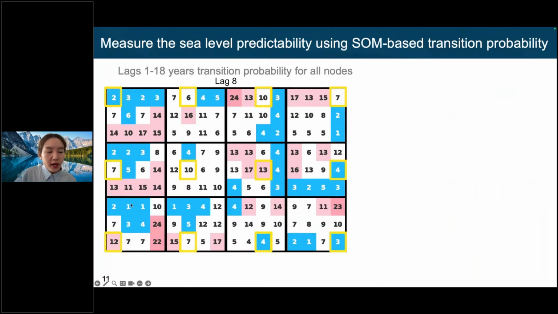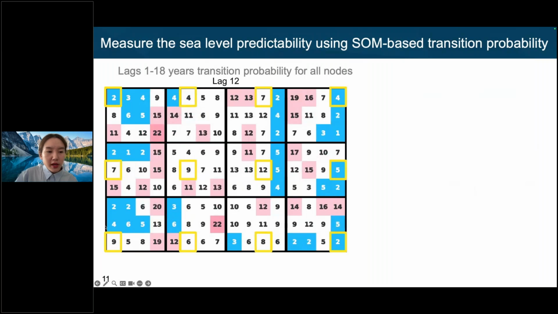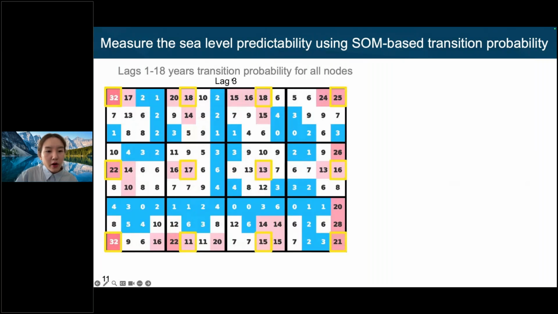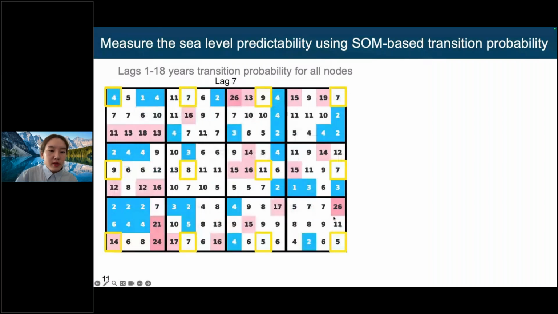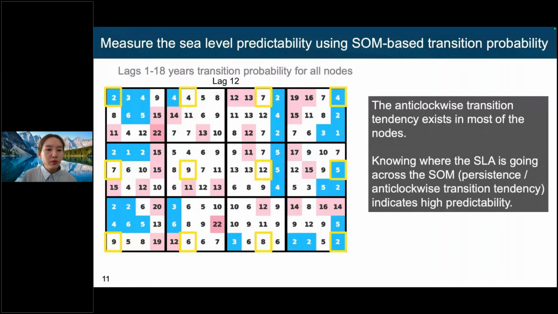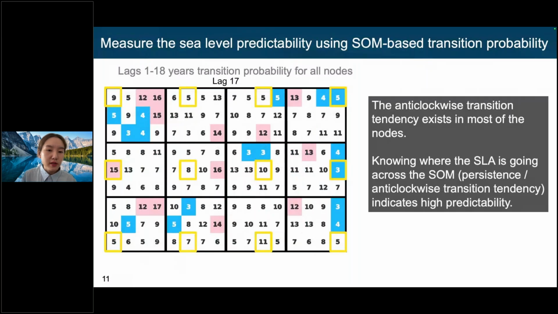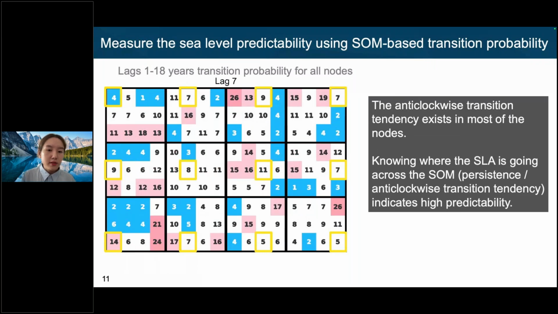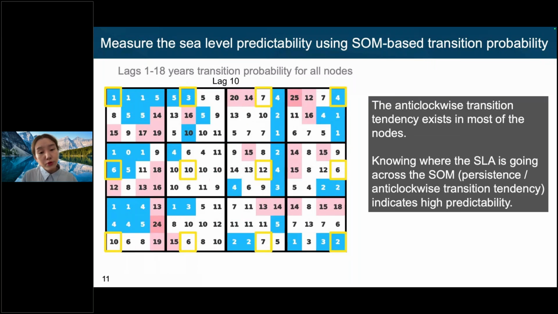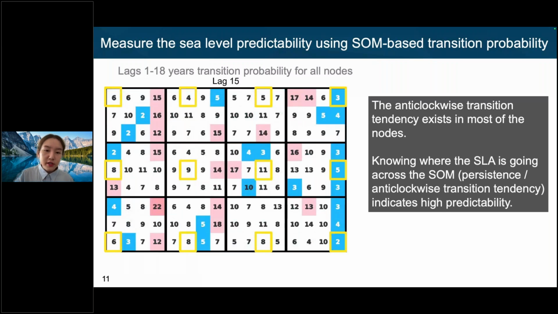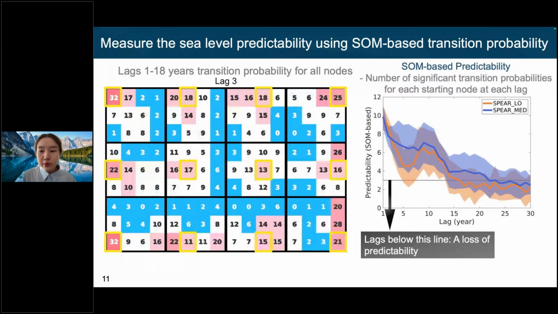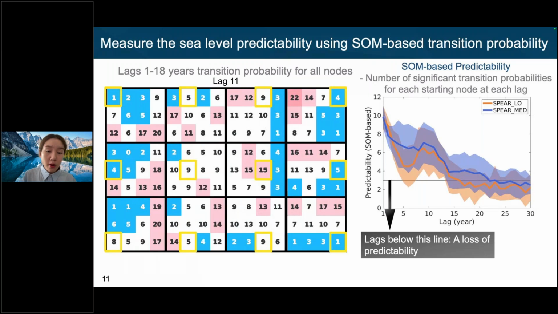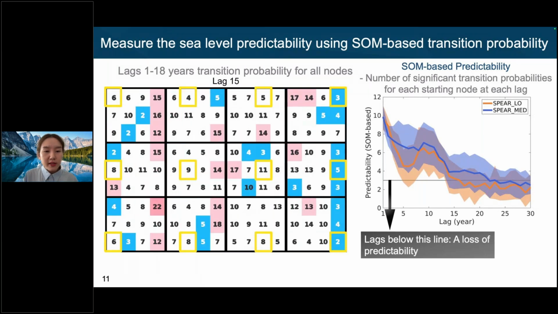What I just showed is this node 3.1, and you can see for other nodes, and this shows the lag marks, there is still some persistence as well as an anti-clockwise transition tendency. Again, knowing where the sea level anomalies are going across the SOM indicates high predictability. So following this logic, we can quantify the predictability of the sea level anomalies over time based on the number of significant transition probabilities for each starting node at each lag.